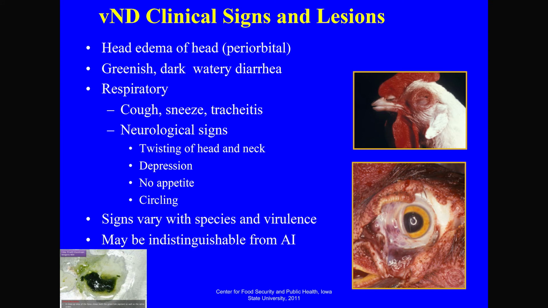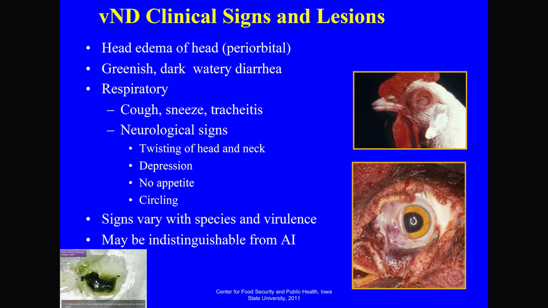Other clinical signs and lesions. Periorbital swelling on the head, around the eye basically as you see right here. Again, this is also very, very similar to avian influenza. A greenish, dark, watery diarrhea can be present. Respiratory signs can be coughing, sneezing, tracheitis. Again, as I mentioned earlier with avian influenza, very, very similar.